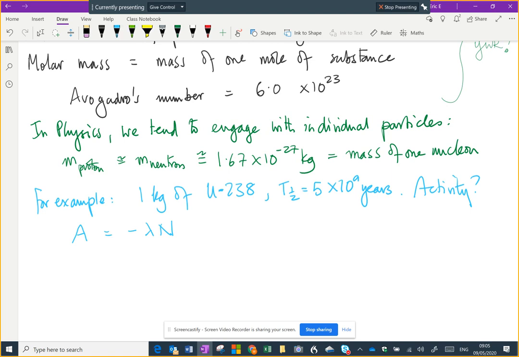Here it comes. So the moment I write up something and you're not clear what it means, then you must say. Because that's what we're hoping to look at here. It's the decay constant. The activity is the decay constant times the number of nuclei present.